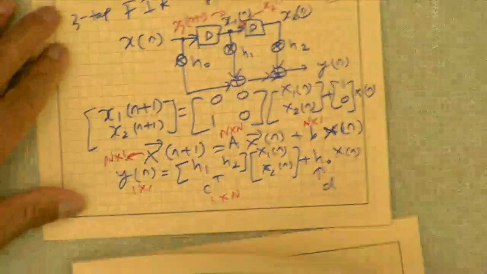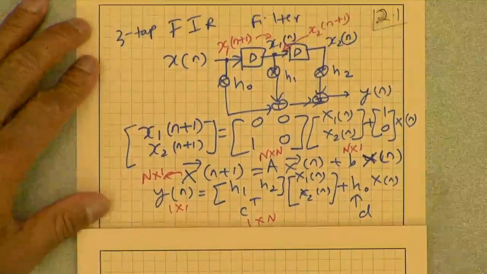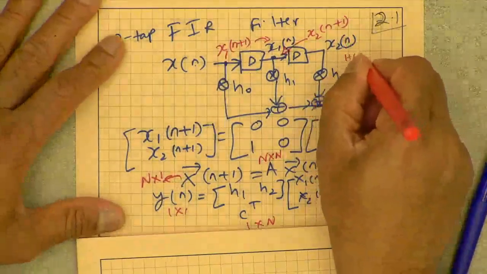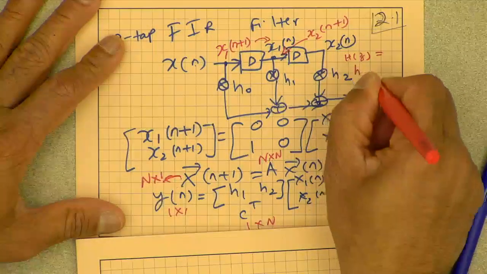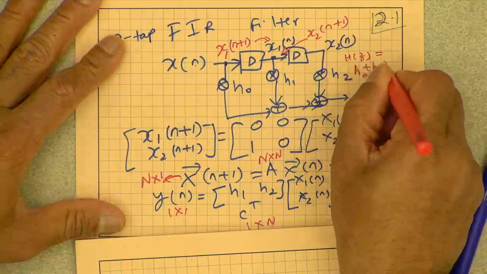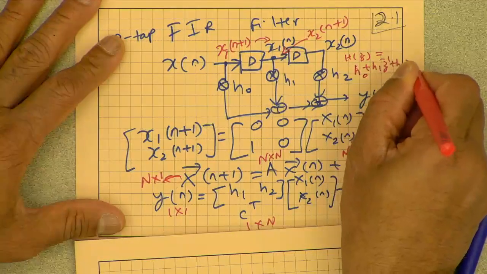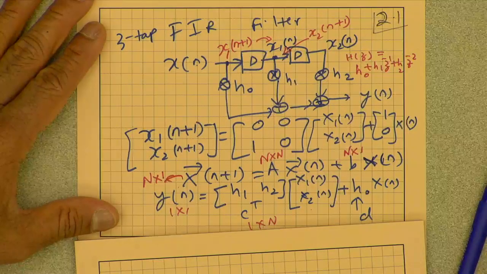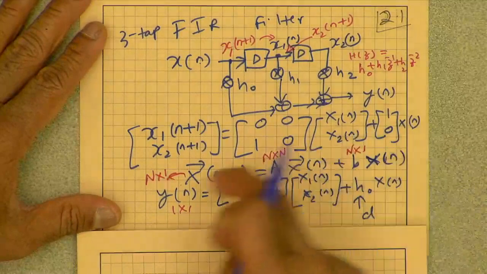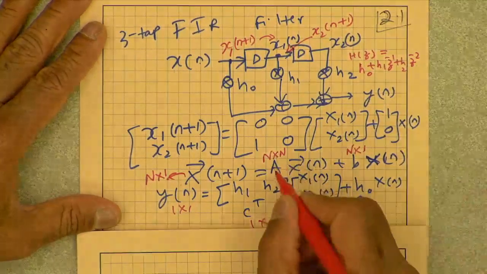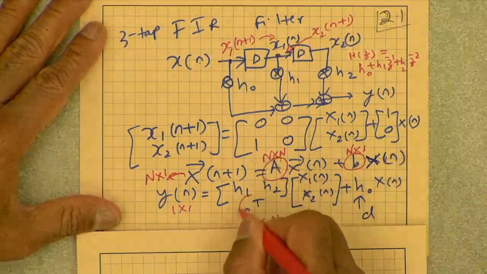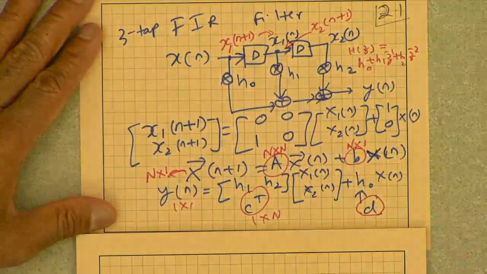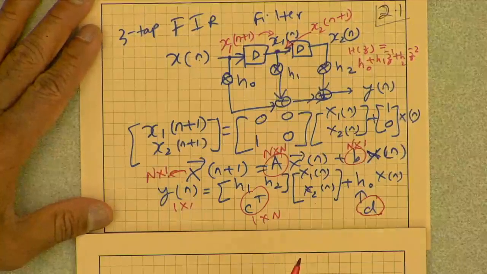What I want to do is to compute the transfer function. From here I can simply observe that H of z, the transfer function, is simply h0 plus h1 z to the power minus 1 plus h2 z to the power minus 2. So for the 3-tap filter, that's the transfer function. But I want to compute the transfer function using these state space representation parameters, namely the matrices A, b, C, and d. So how can I compute H in terms of A, b, C, and d?